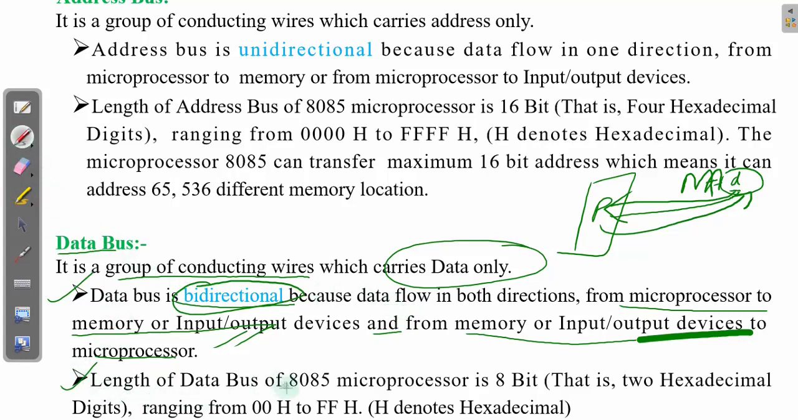And the last point is already clear because it is an 8-bit type. So surely the range will be 00H to FFH. Yes or no?